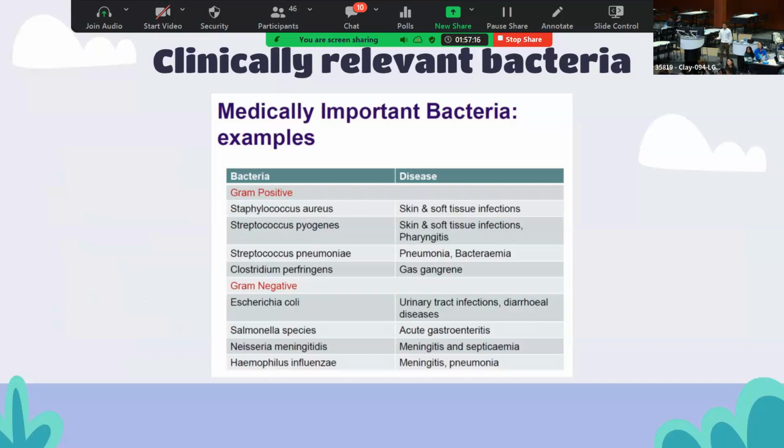And the next couple slides will just be like tables and summary diagrams of notable bacteria.